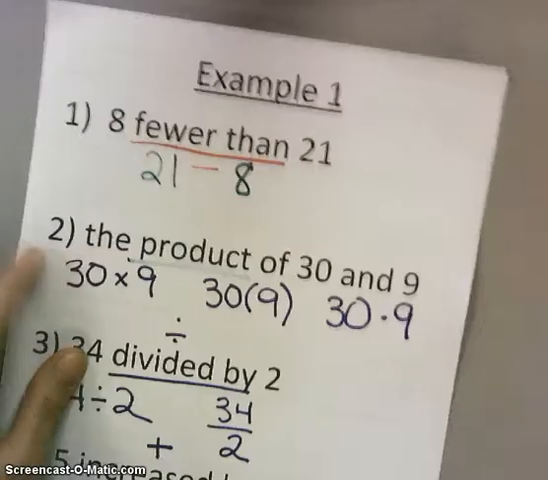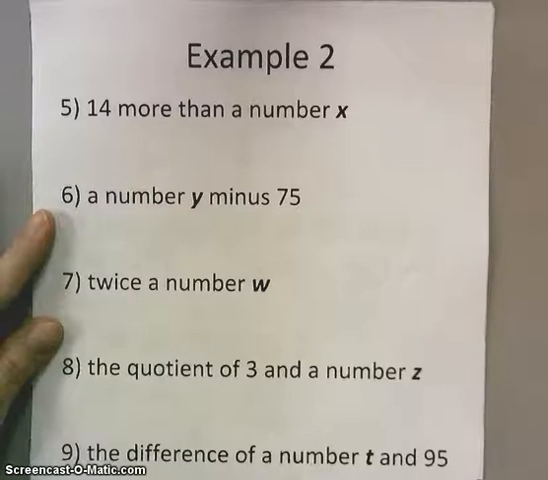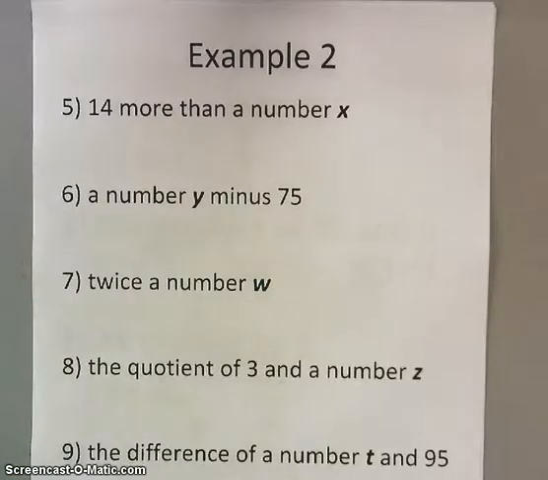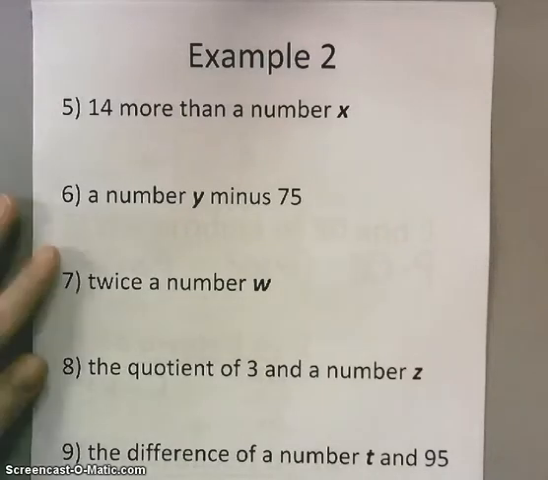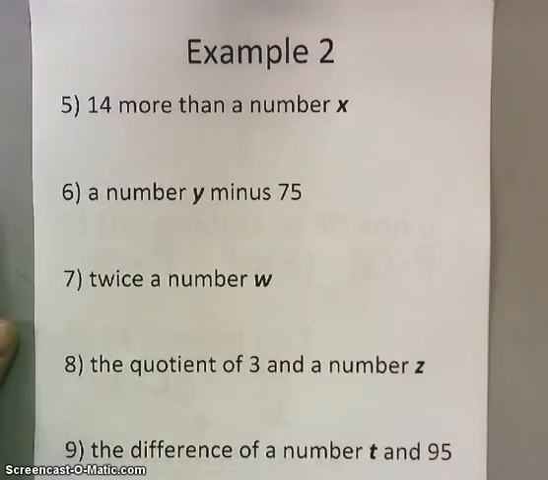Moving on to example 2. Example 2 is writing algebraic expressions. So algebraic, remember, we have variables, numbers, operations, all of those things in the mix. So I'm looking at number 5 here. It says 14 more than a number.